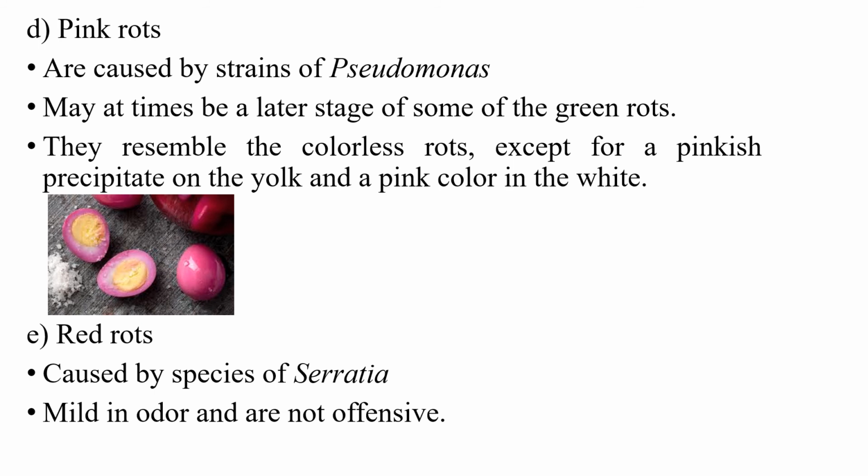So here the egg yolk and white are characterized by pink color formation, and the causative organism is Pseudomonas. Sometimes it is the later stage of the green rot caused by Pseudomonas fluorescens. And the next type is the red rot, and here it is mainly caused by Serratia. Here there will be a mild odor that is not offensive.